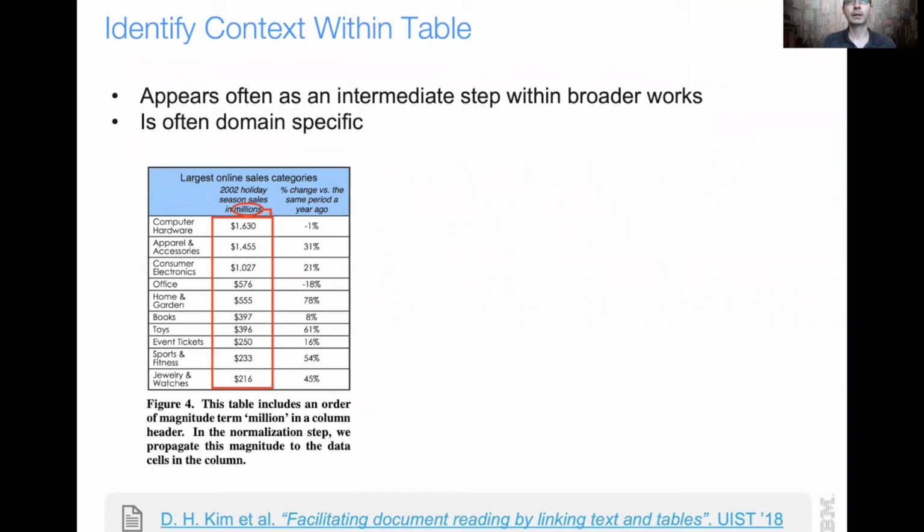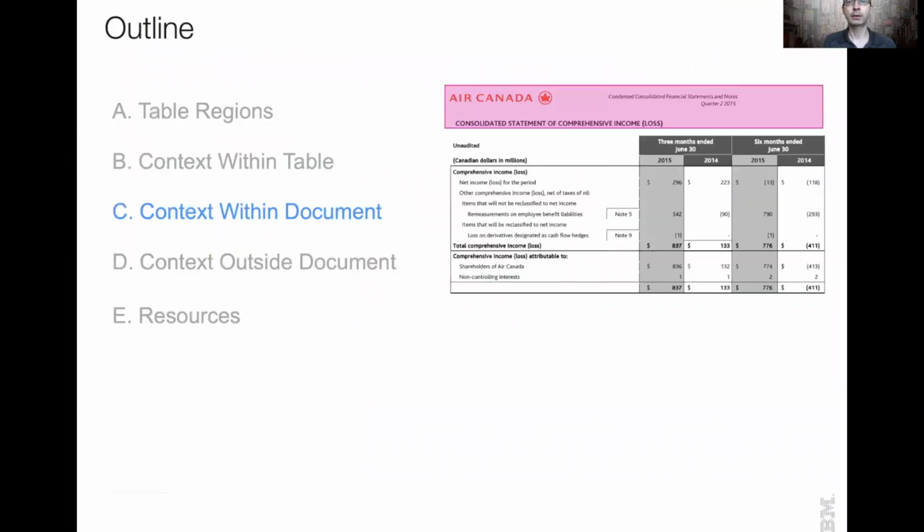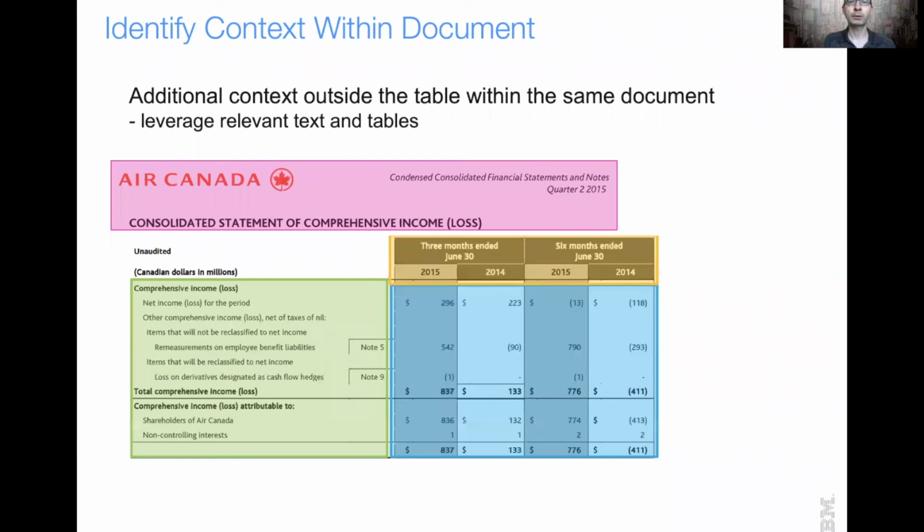With that, let's move to the next part, which is about identifying context that may not appear within a table, but appears instead within the surrounding document. Going back to our example, this, for instance, would correspond to identifying the table title or the document title.